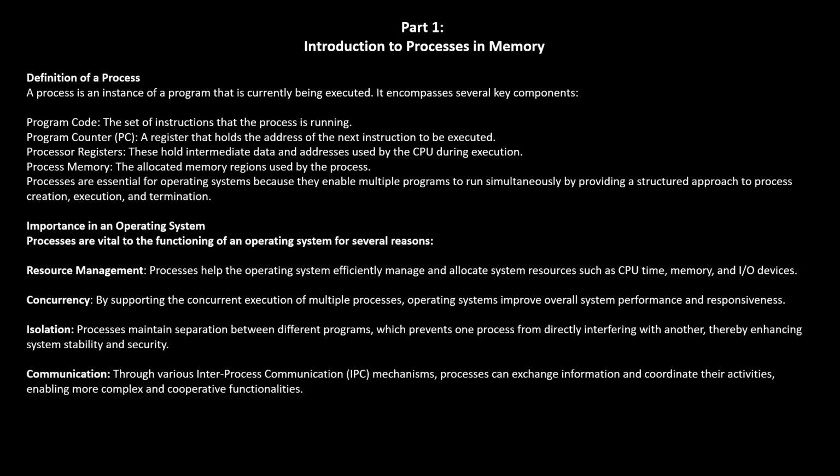Isolation. Processes maintain separation between different programs, which prevents one process from directly interfering with another, thereby enhancing system stability and security. Communication. Through various interprocess communication (IPC) mechanisms, processes exchange information and coordinate their activities, enabling more complex and cooperative functionalities.